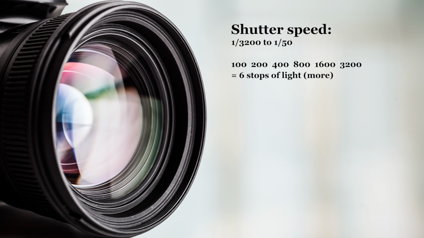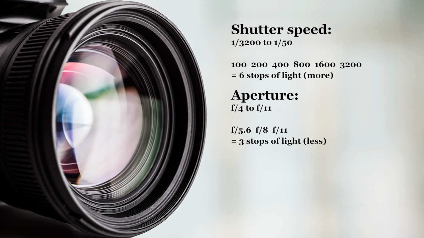Now let's look at the aperture. I changed from f4 to f11. How many stops is that? f11 is a smaller aperture than f4, so f4, f5.6, f8, f11. That's 3 stops of light less. f11 lets in 3 stops of light less than f4.